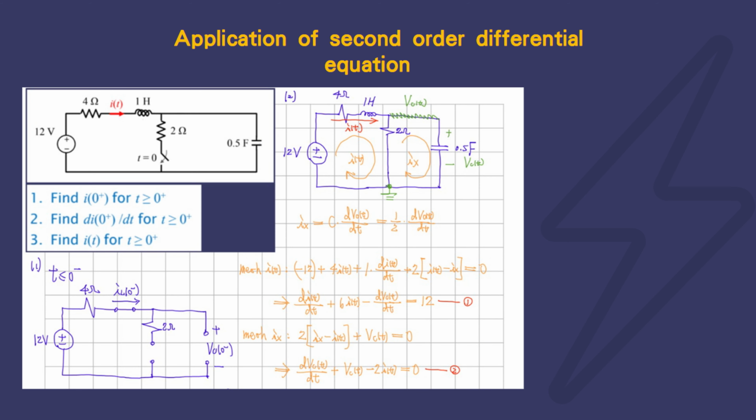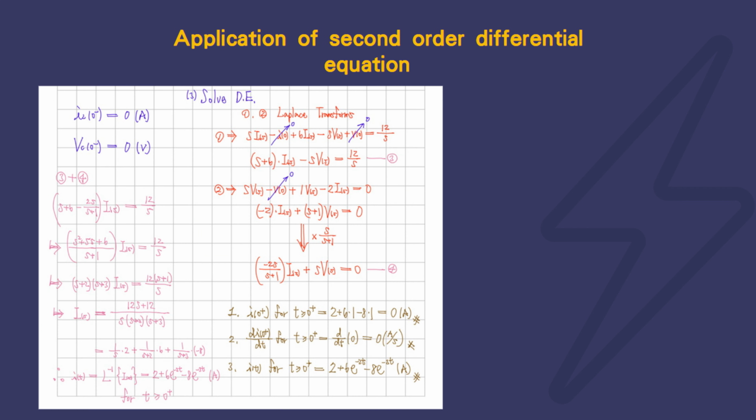Initially, before the switch is closed, the inductor behaves like a short circuit, and the capacitor acts as an open circuit. Therefore, we find that both the initial current and capacitor voltage are 0.